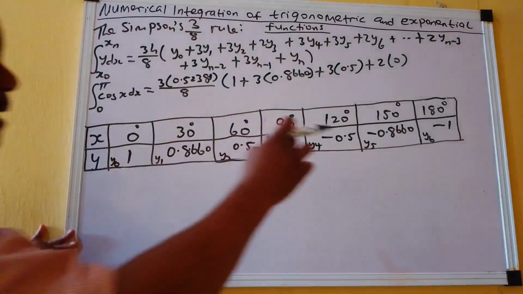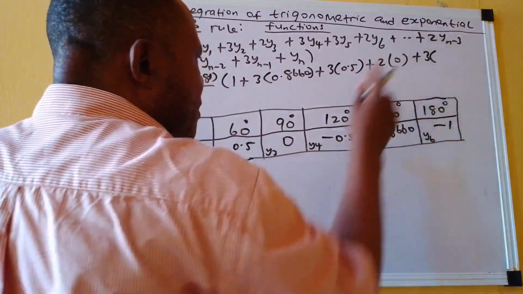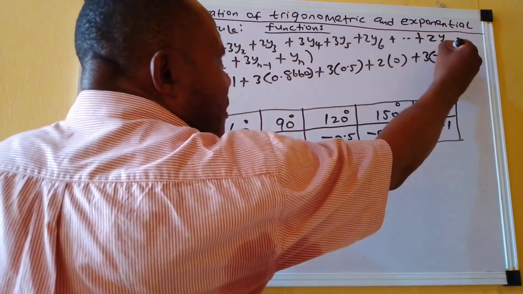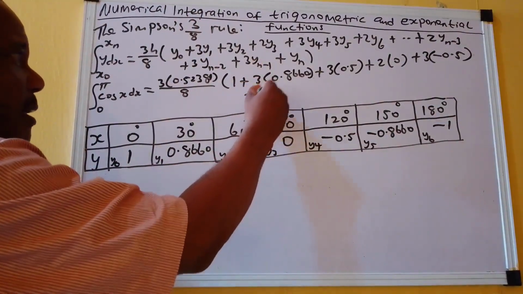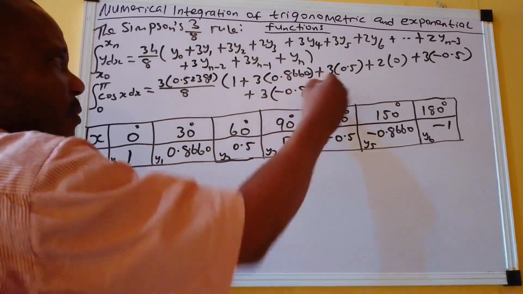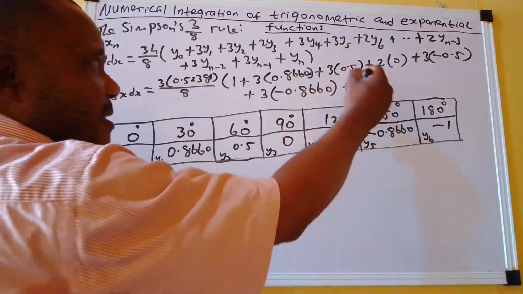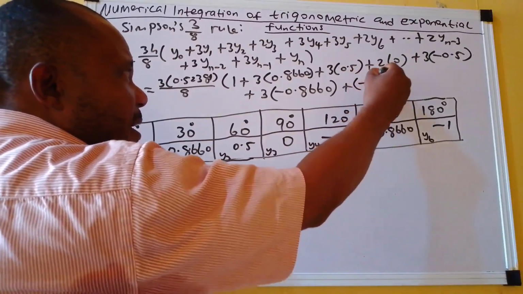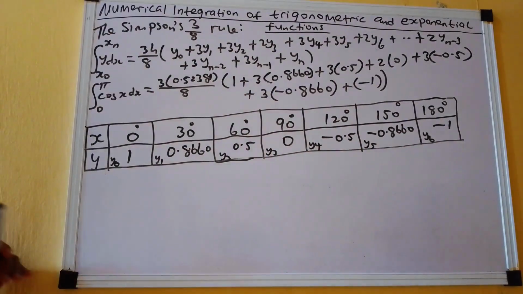Then plus 3 into y4, which is minus 0.5. Then again plus 3 into y5, which is minus 0.8660. Then plus the last value of y, which is y6, minus 1 in bracket. Then you close the bigger bracket. So you can see here again that when we open the bracket, we are going to get something meaningful.